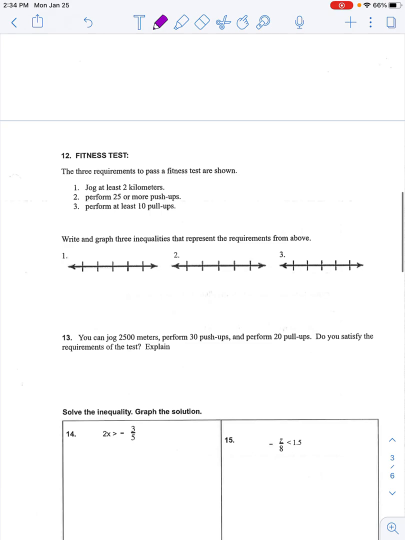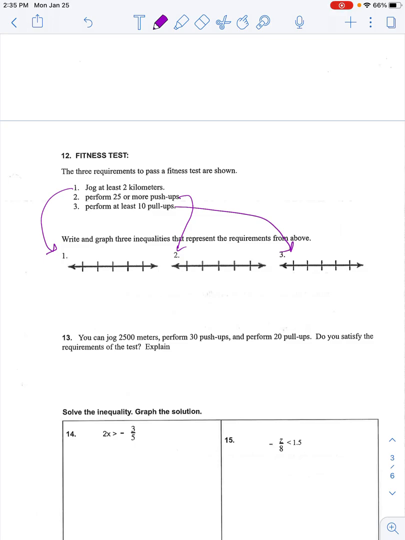Fitness test. Pay attention to number 12. You're going to have one just like this on the test. Number 1 up here correlates to number 1 on the line. Number 2 correlates to number 2. Number 3 correlates to number 3.